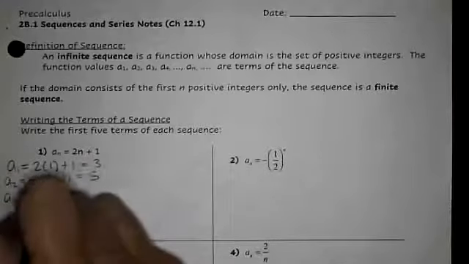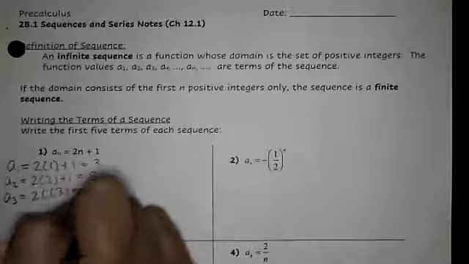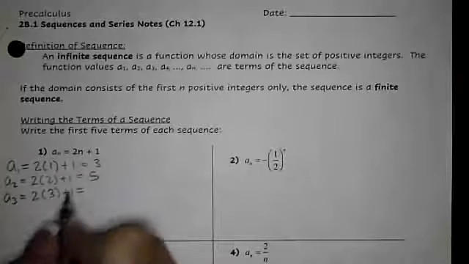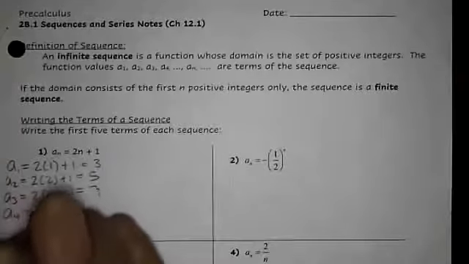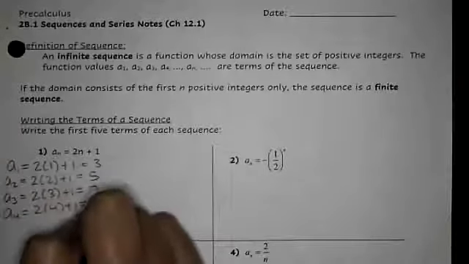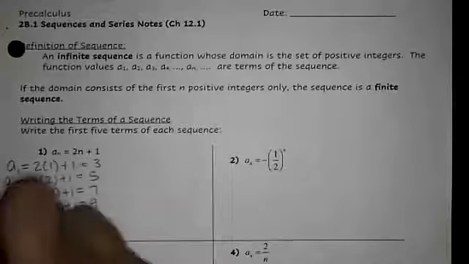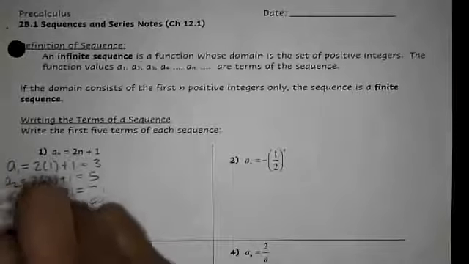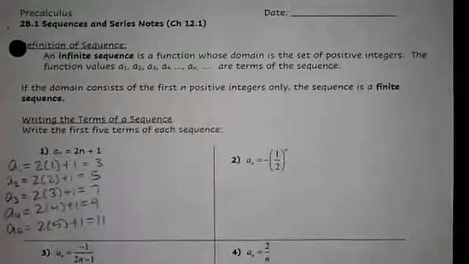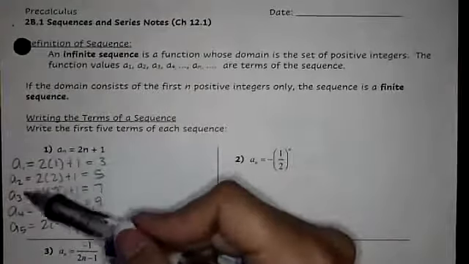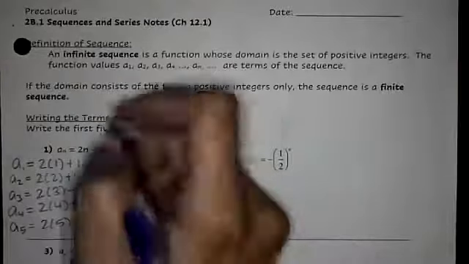Then I find the third term by plugging in 3. 2 times 3 is 6, plus 1 is 7. The fourth term, I would plug in a 4. And that gives us 9. And then our fifth term, I plug in a 5. And that gives us 11. So now we have found the first 5 terms of our sequence.